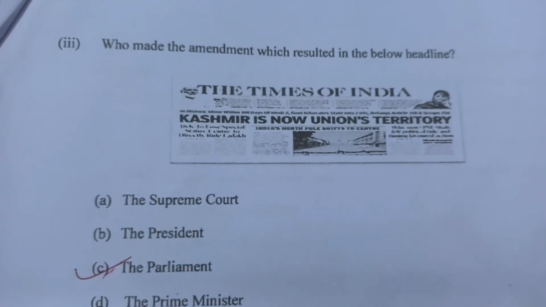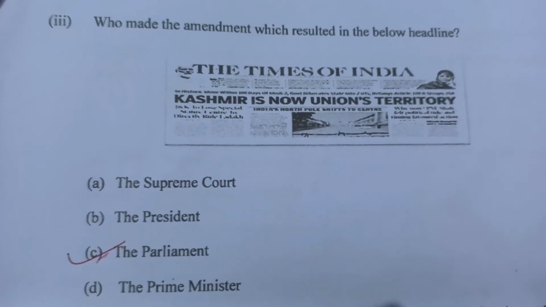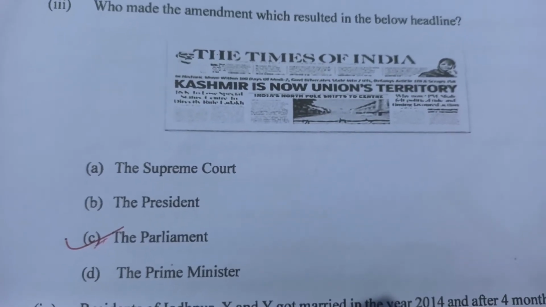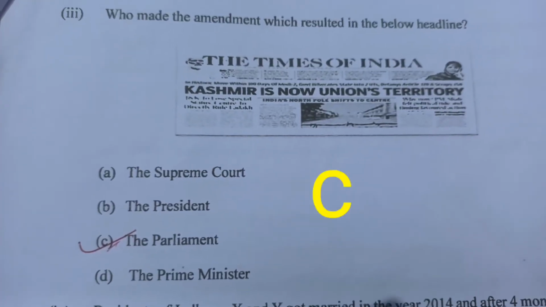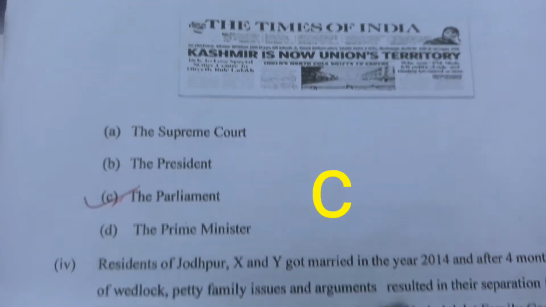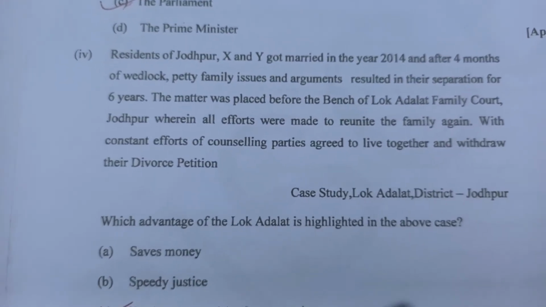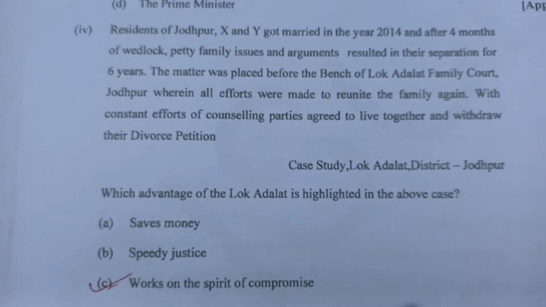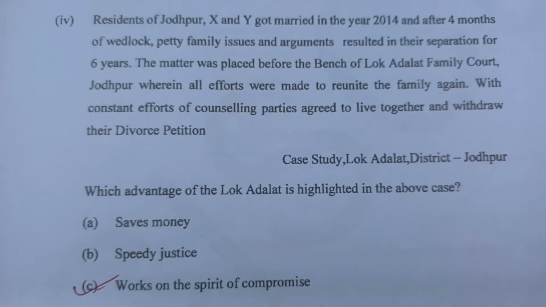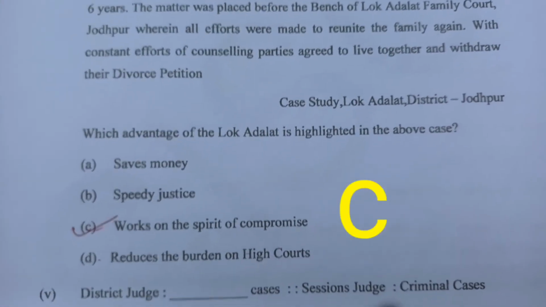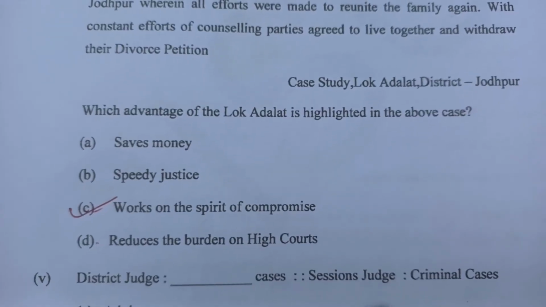Next, question number 3, who made the amendment which resulted in the below headline? Kashmir is now Union's territory. So here it is the work of the parliament. So here option C is correct. Number 4, again one article is given, and according to this article the question is, which advantage of the Lok Adalat is highlighted in the above case? So here option C is correct. Works on the spirit of compromise.